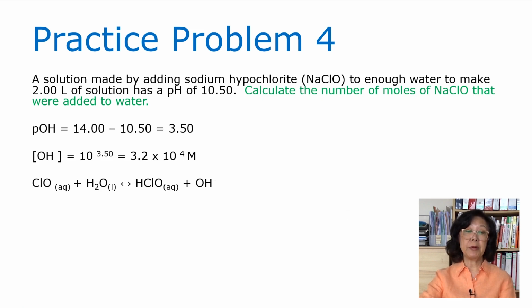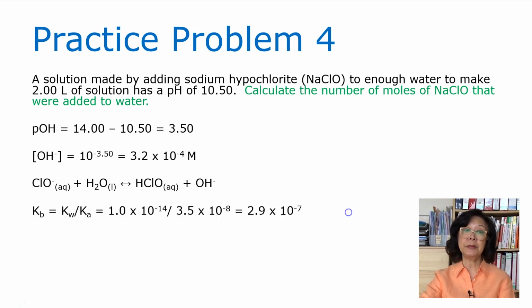Now, when we write the equation of the hypochlorite ion in water forming the hypochlorous acid and hydroxide ion, we need to calculate Kb because the formation of hydroxide ion dictates the use of Kb, which is Kw over Ka. And this is equal to 2.9 times 10 to the minus 7.